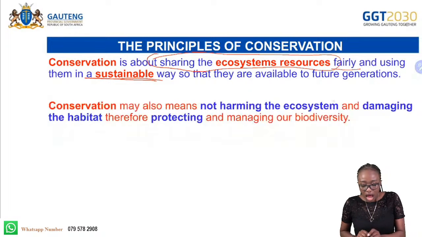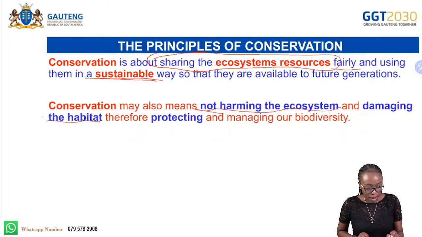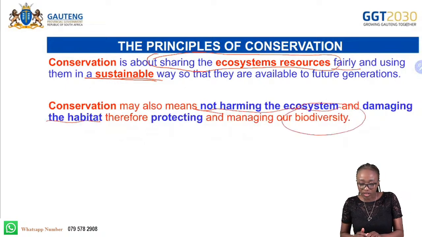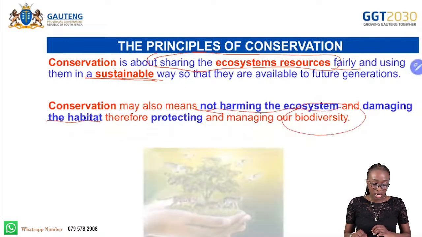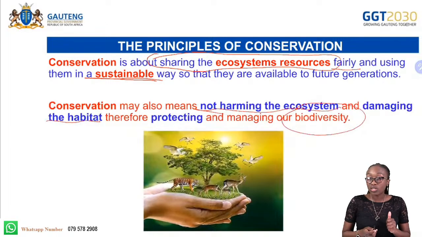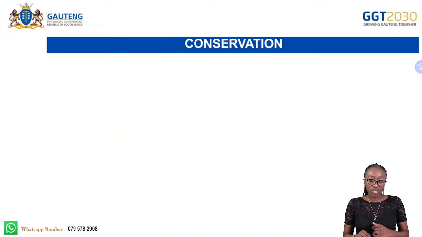It also means not harming the ecosystem and not damaging the habitat, therefore protecting and managing our biodiversity. So remember, biodiversity is the variety of species that are found in an area. So that is what conservation means: sharing resources, using them fairly, using them in a sustainable way, not harming the ecosystem and not damaging the habitat, and protecting and managing our biodiversity.